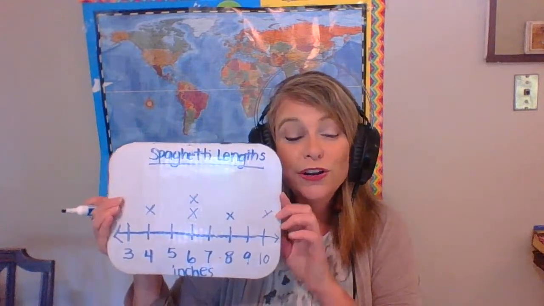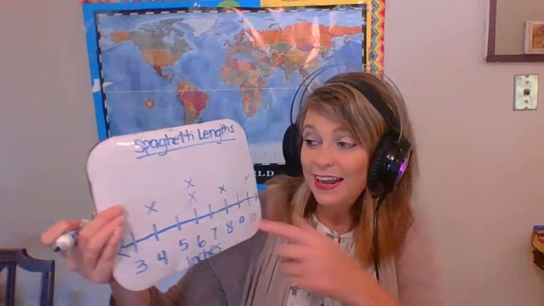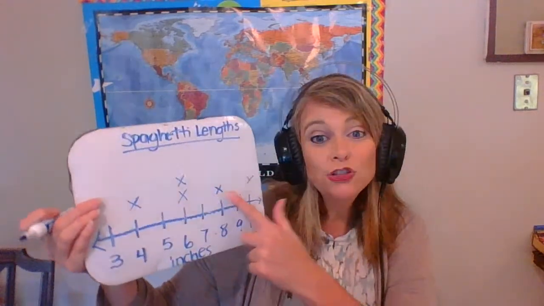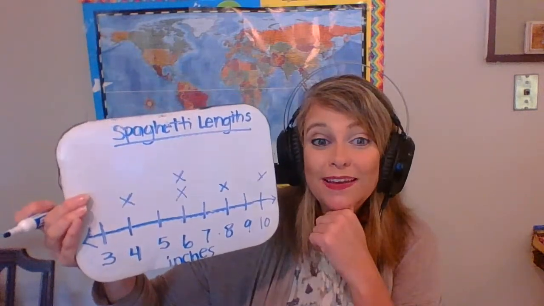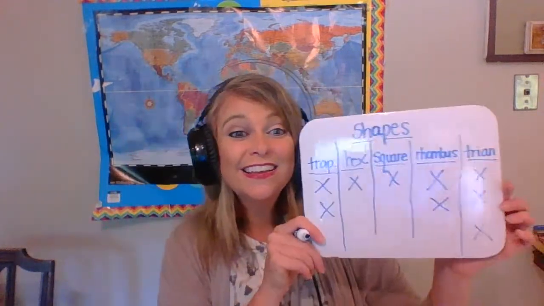How is a line plot different than a ruler? Can you think of any ways? Okay, in a line plot, you can show many measurements at the same time, okay? And a line plot you can even use when you're not measuring lengths, like when we looked at the number of shapes that we found. We didn't measure lengths here. You can use a line plot in different ways, okay? It doesn't just have to be numbers. Very good, okay? All right.